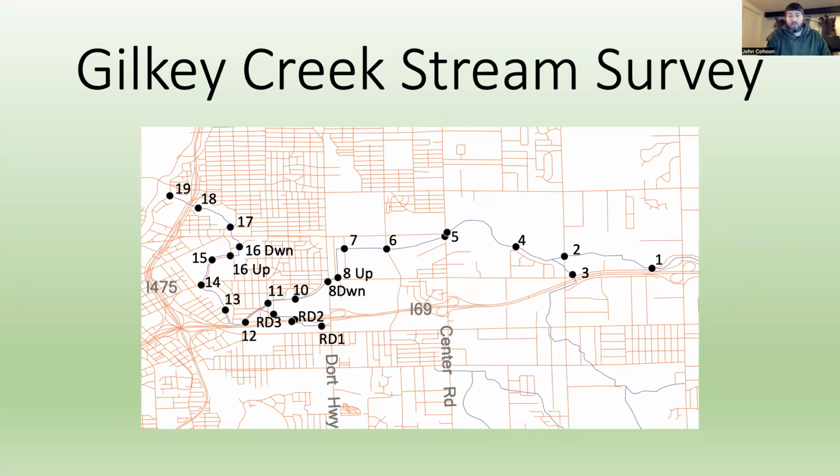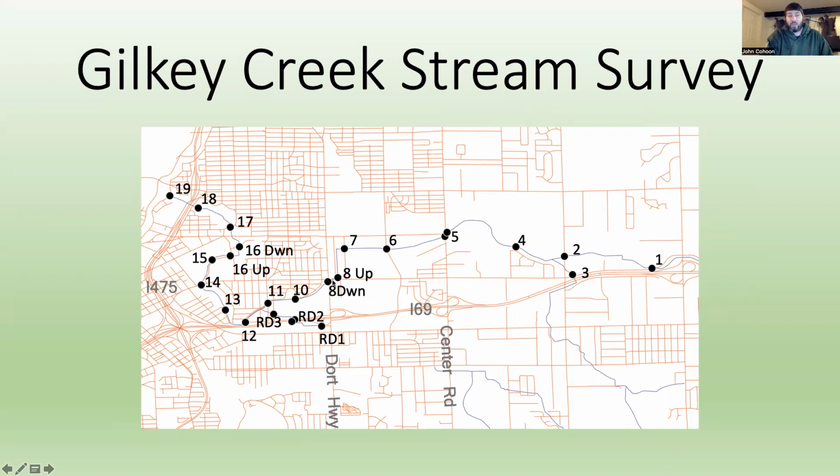And I will point out here that you can see this is a map of all of our study sites. And our study sites range in number from 1 to 19. However, we don't have a study site 9. When this survey was originally planned out, the upstream side of site 8 and the downstream side of site 8 were separated into 2 different sites.